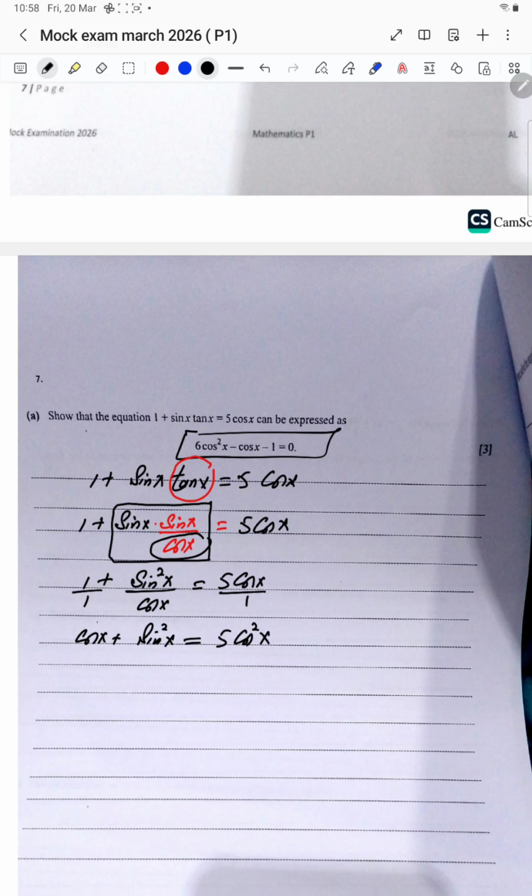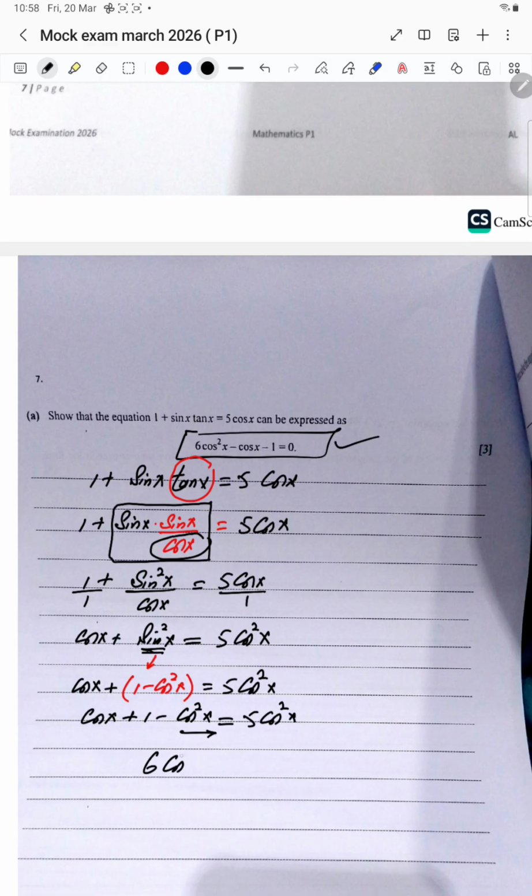As my answer should be only in terms of a cos expression, sine squared can be written as 1 minus cos squared, and here is cos of x, 5 cos squared of x. So cos x plus 1 minus cos squared of x is equal to 5 cos squared x. So simplified, taking every term to one side, it becomes 6 cos squared of x minus cos of x minus 1 equal to 0, which I need to show. Hence proved.